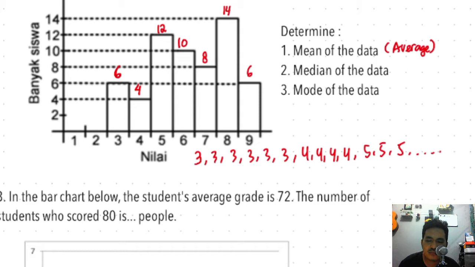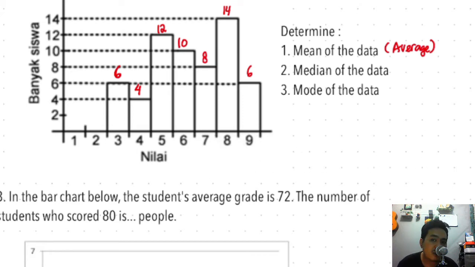So it's a little bit confusing and takes time if we just write all of the scores, because the number of students is very high. But we can use another concept to find the mean or the average. We can just multiply the number of students by their score. For example, we have 6 students who get 3. Just multiply 6 by 3, which is 18.